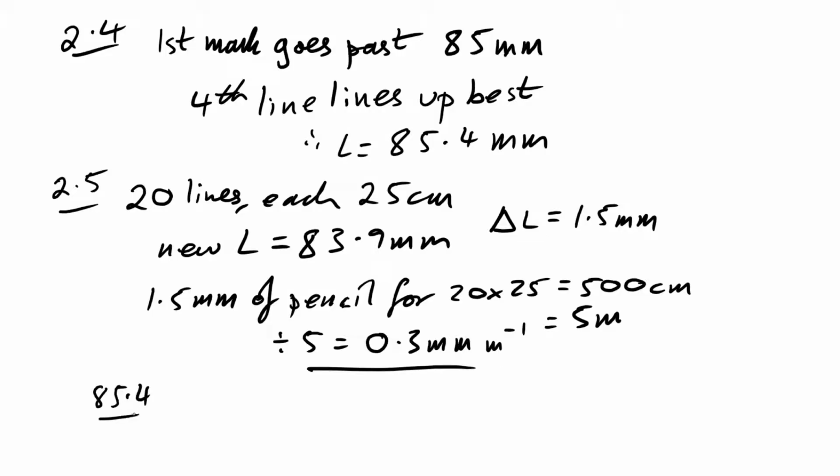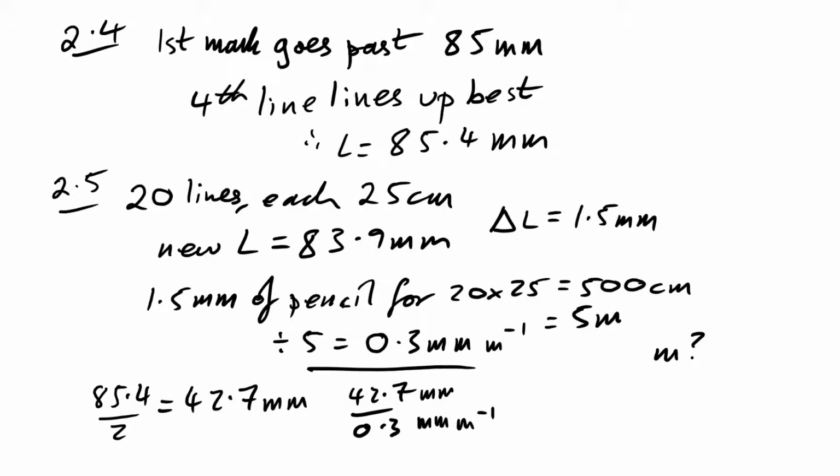Okay, next let's find out what half the length of the pencil is. So that's 42.7 millimeters. So we have millimeters per meter. We're looking for meters. So even if you don't understand what's going on, just looking at the units that we've got, we know we're going to have to divide them, and it's going to have to be the 42.7 divided by 0.3, because that's millimeters divided by millimeters per meter, so the meters end up on top.